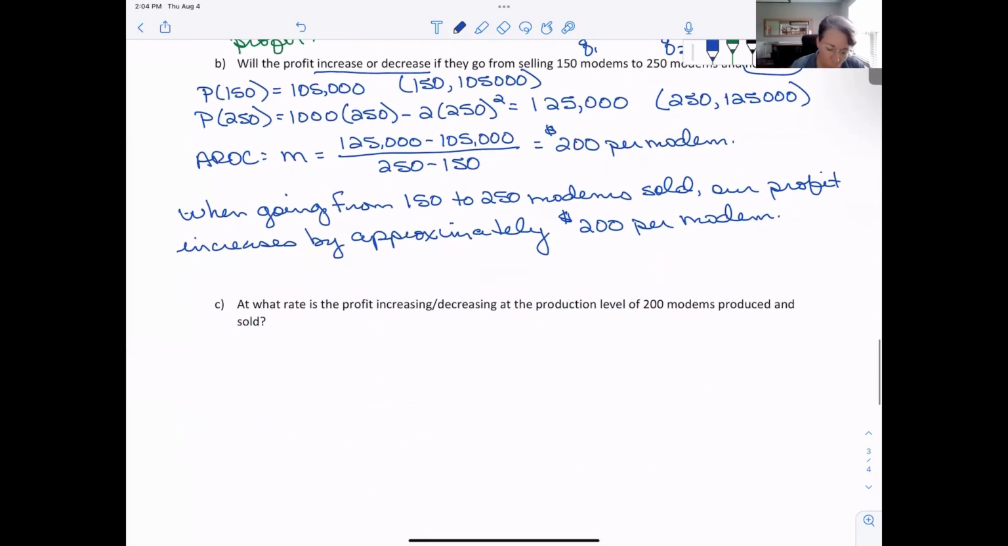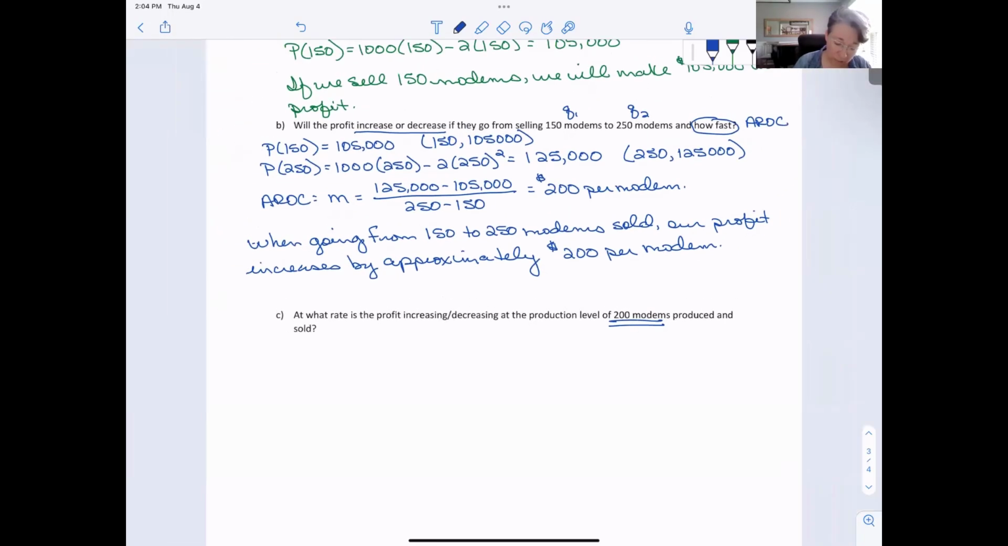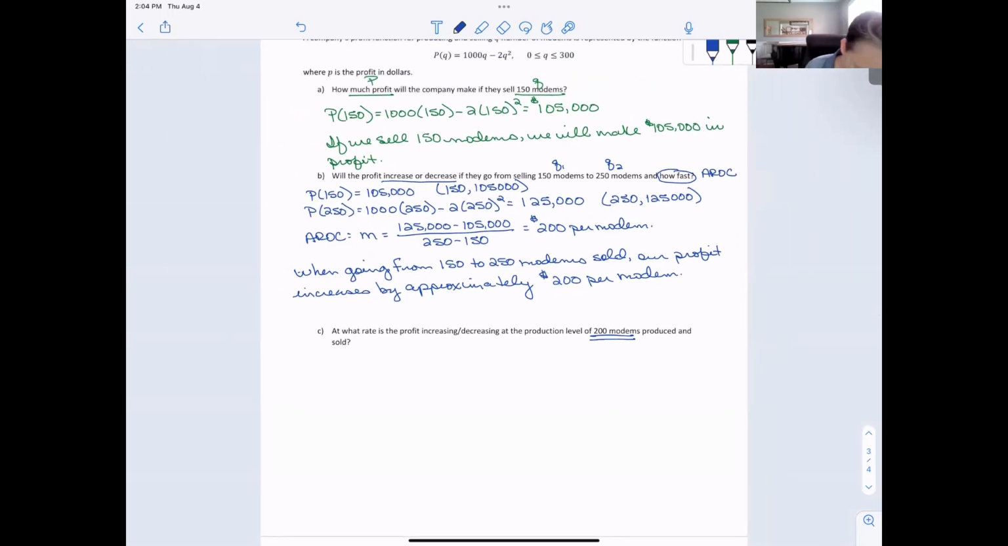Now, the last one is saying at what rate is the profit increasing or decreasing? So again, that's a rate of change, but they're asking for only a single production level of 200. We know what it's like kind of going from 150 to 250, and it might fluctuate in between there, but it's an average of $200 per modem. But we want to know at that single production level, is it going up or is it going down, and by how much? So this means we need to find the limit, which also means we need to find P of Q plus H.